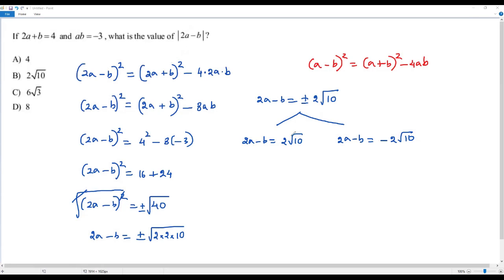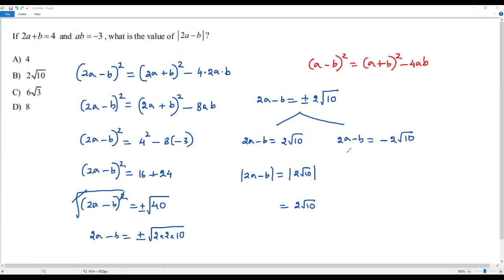So now what we can do is take the absolute sign on both sides of this equation and this equation. Okay, now let me do it in the first equation, that is the absolute value of 2a negative b equals the absolute value of 2 times square root of 10. We know that the absolute value is always a positive value. So the absolute value of 2 times square root of 10 is the positive 2 times square root of 10.